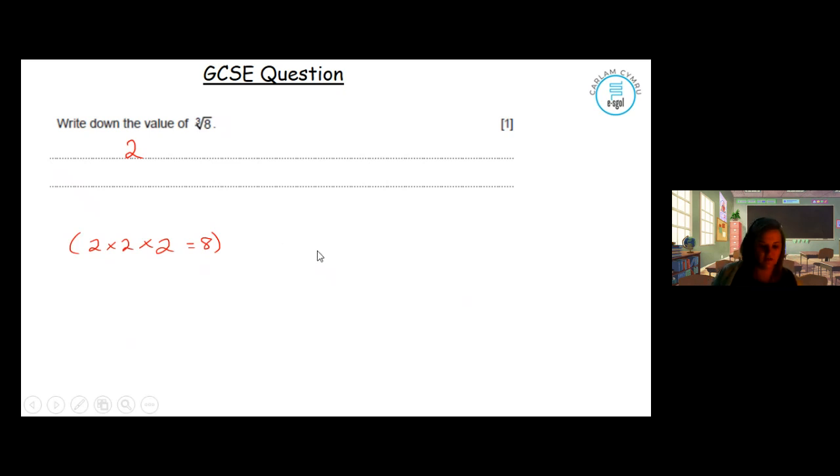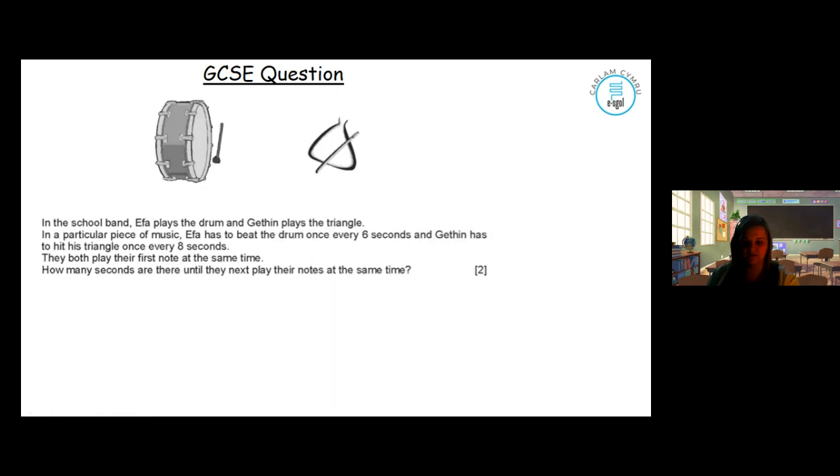Okay, then we are going to now look at some worded questions. So we have a picture of a drum and a triangle at the top. In a school band, Eva plays the drum and Gethin plays the triangle. In a particular piece of music, Eva has to beat the drum once every 6 seconds, and Gethin has to hit the triangle once every 8 seconds. They both play their first note at the same time. How many seconds are there until they next play their notes at the same time?